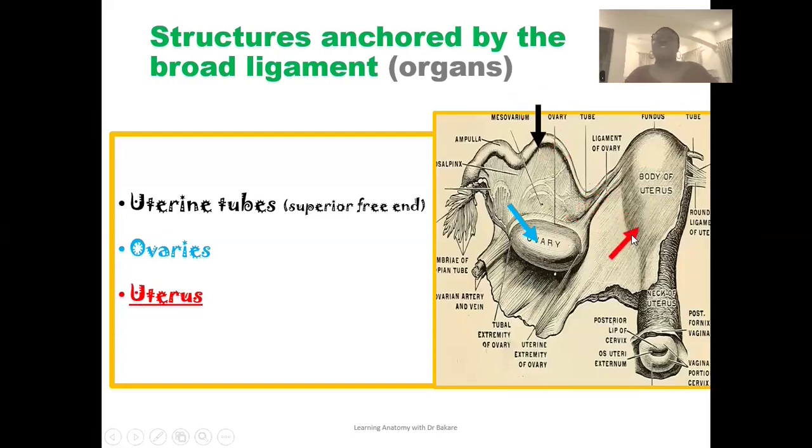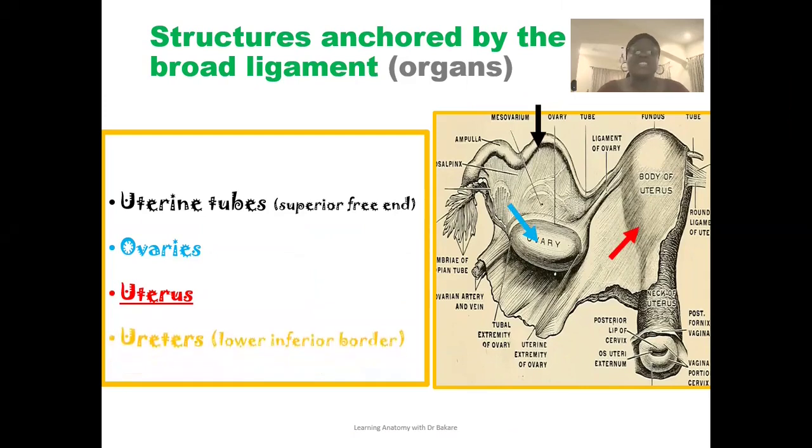We know that the uterus is what actually leads to the creation of the broad ligament of the uterus, and this is why the ligament is so named. We say that it emerges from the lateral margin of the uterus itself, so it is also seen as one of the structures anchored by the broad ligament. Then the next structure is the ureter. We have two, one on the right and the other on the left. The ureters are urinary structures, and they are seen at the lower inferior border of the broad ligament.